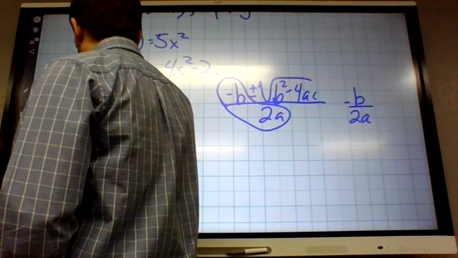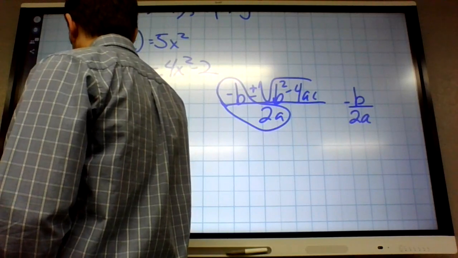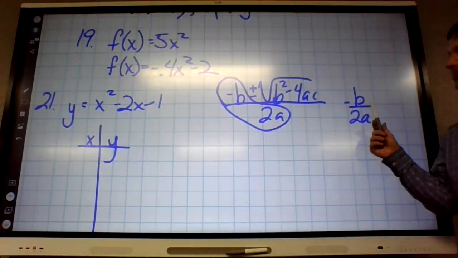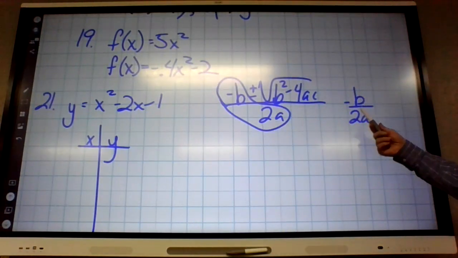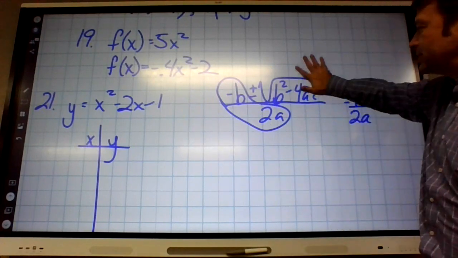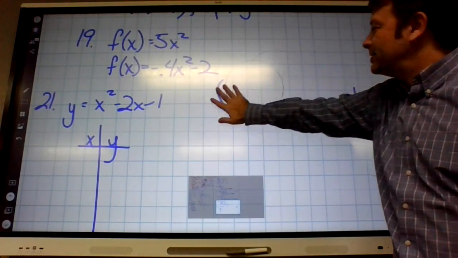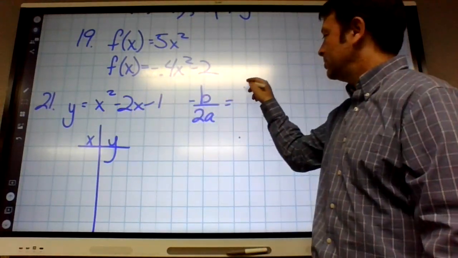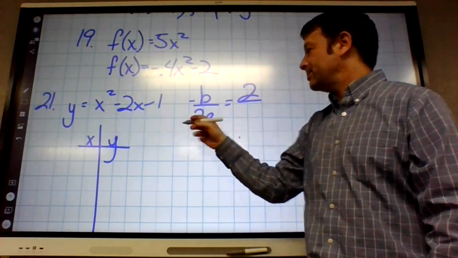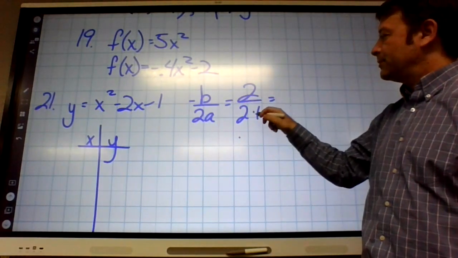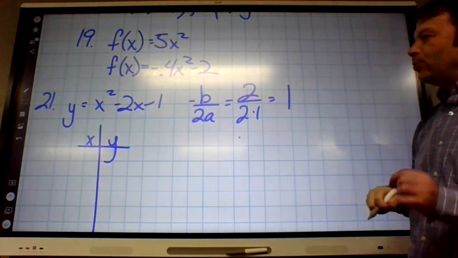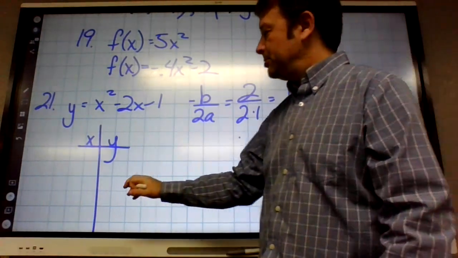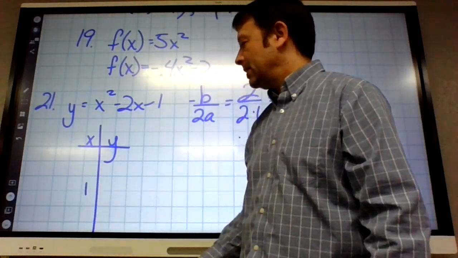So what I'm going to do is make a table. To find the middle, I'm going to use this little part of the quadratic formula, -b/2a. What's -b going to be here? Yeah, so -b would be 2. 2a would be 2 times 1. So what's 2/2? 1. Okay, 1 is going to be the middle of the parabola. So I'm going to put it in the middle here.